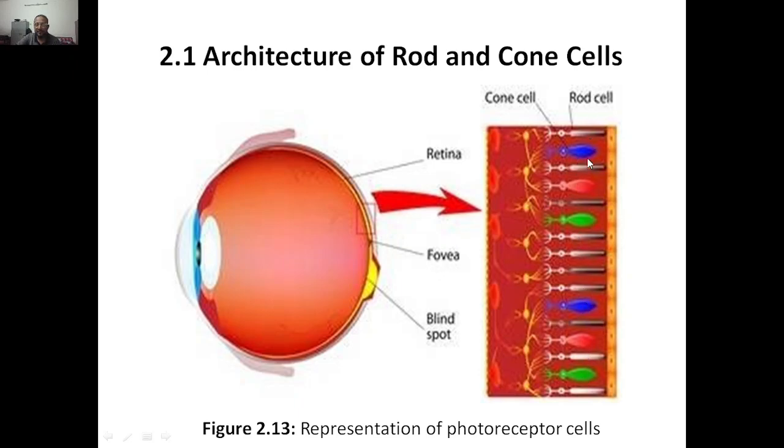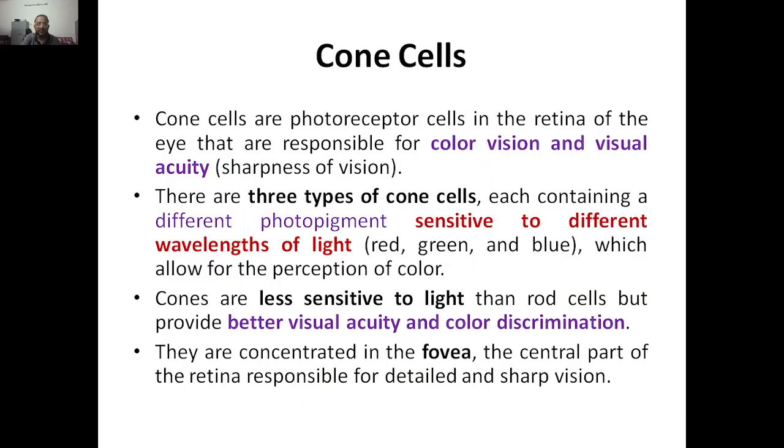Whereas see the rod cells, there is no color differentiation here. It's just light energy, light will be received and an electronic signal will be produced. So that's about cone cells.